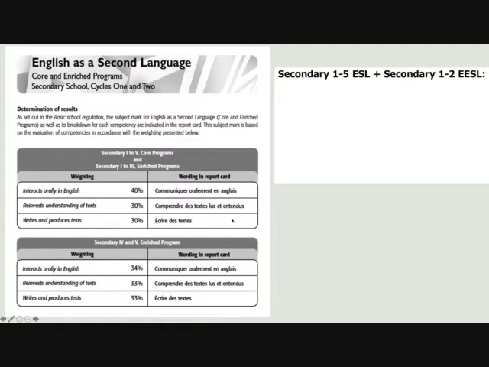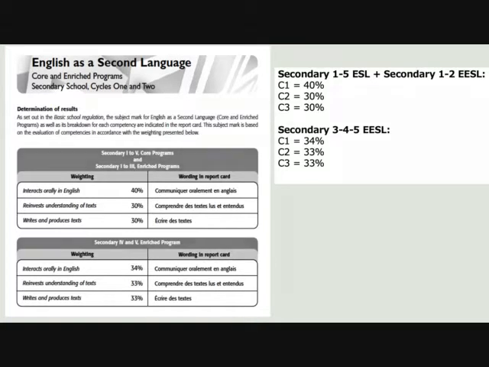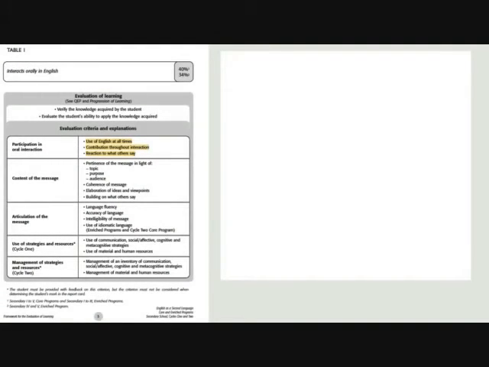Here are my notes. In secondary 1 to 5 in ESL and secondary 1 to 2 in ESL enriched, C1 is the emphasis, with C2 and C3 following behind. In secondary 3, 4, actually this is a lie, it should be secondary 4 and 5, that's a misprint. Sorry guys. C1, C2 and C3 are more or less equally weighted. All right, let's have a look at the different competencies.